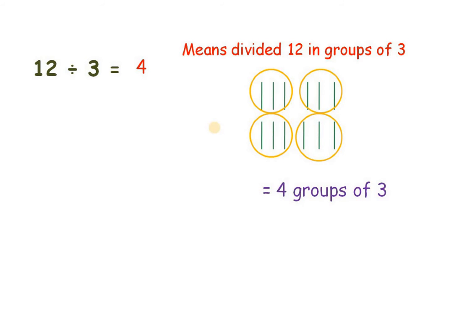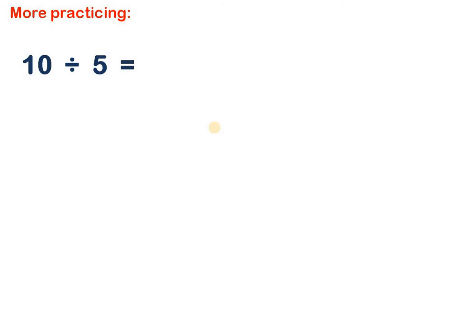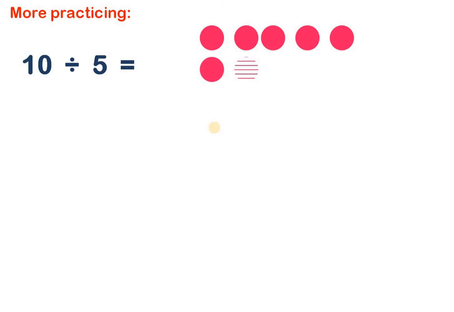Division is really very interesting. So let's practice more in division. Okay, so here we have 10 divided by 5. First of all, we have to draw 10 objects. This is 1, 2, 3, 4, 5, 6, 7, 8, 9, 10. You can draw whatever you want. You can draw stars, circles, triangles, whatever.